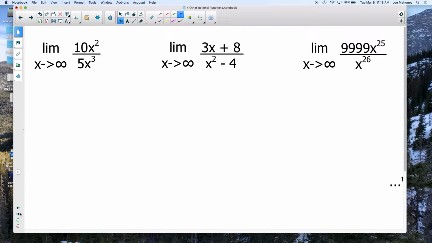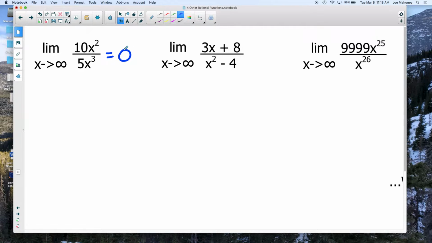If we pay attention to those exponents, in this case on the left, the bottom is getting bigger faster than the top. When the bottom of a fraction is bigger than the top, and it keeps going larger and larger and larger, the fraction gets smaller and smaller and smaller. This limit is approaching 0.